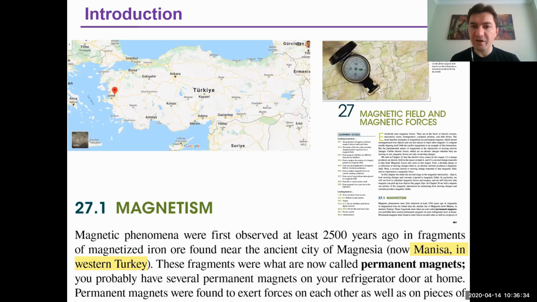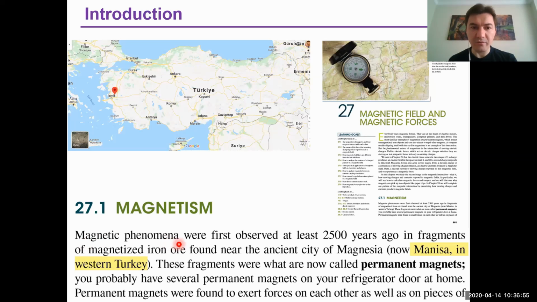This is the first page of chapter 27 from Young and Freedman. Here you see a paragraph that starts with magnetism, and here I have magnified that paragraph from Young and Freedman. What do you see here? This information is very important to motivate you.